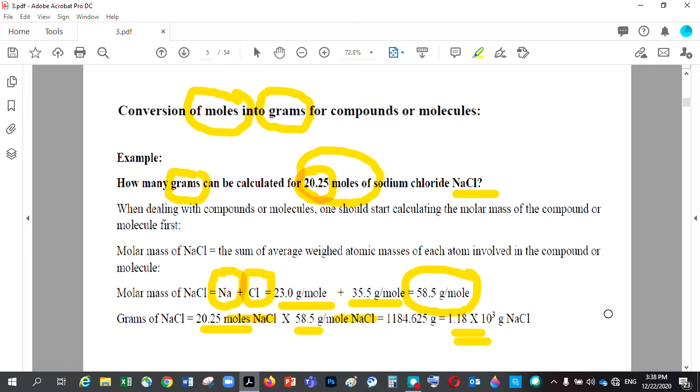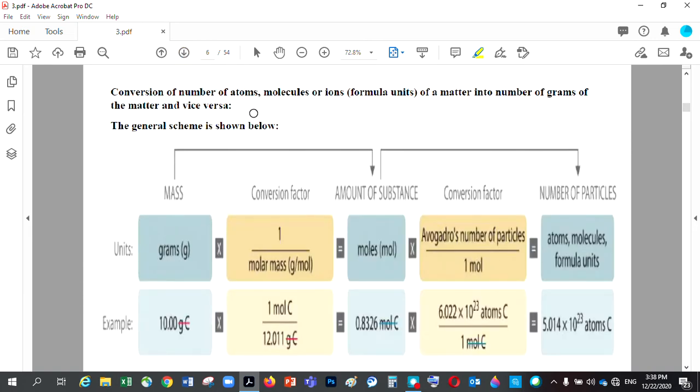Okay, so we have to go this one here, move this one here to 3 significant figures. So now we want to look at how we can convert grams into number of particles, which can be atoms, molecules, or formula units, ions, correct? Well, we can do this, but the key point, we have to get into the middle here. We have to convert whatever grams we have into moles, and then from moles into atoms or molecules.